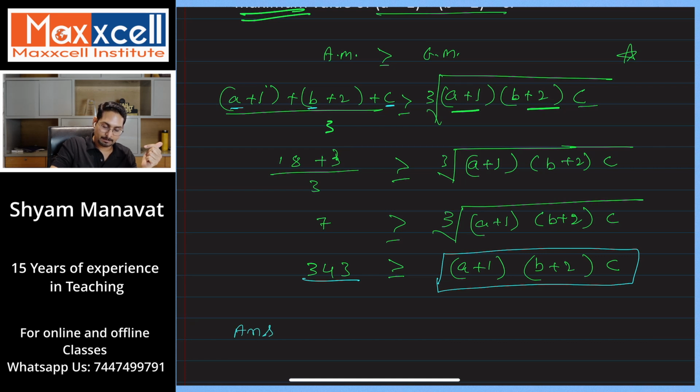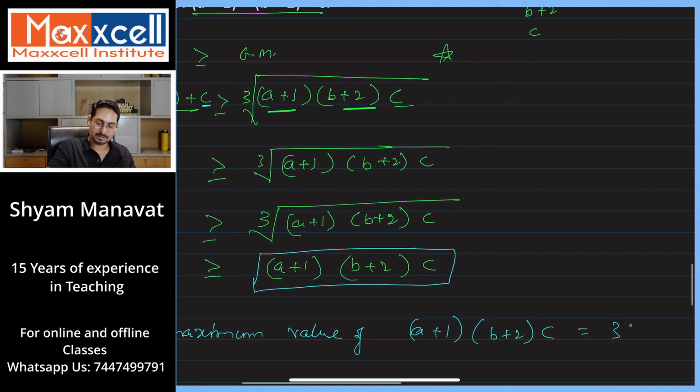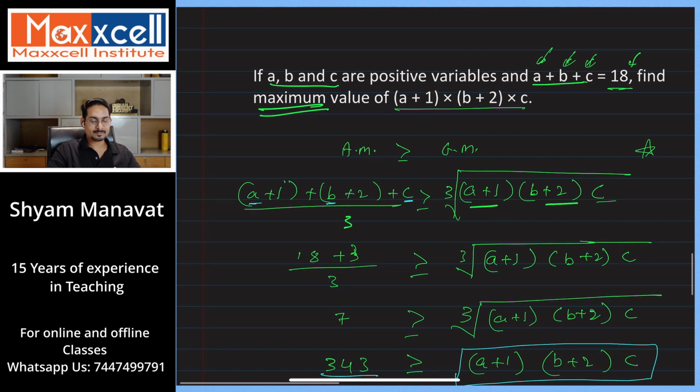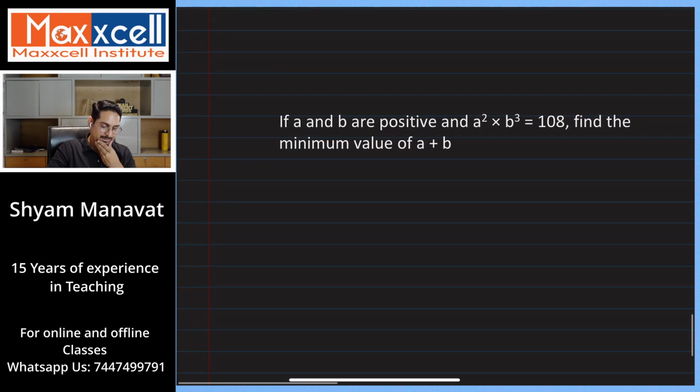Answer is maximum value of A plus 1 into B plus 2 into C is equal to 343 without any confusion and question. You got the answer, right? Is it easy? Okay, if it is easy, then see the next one.